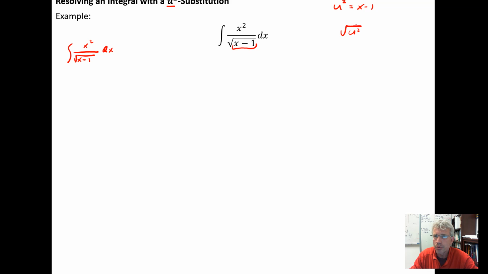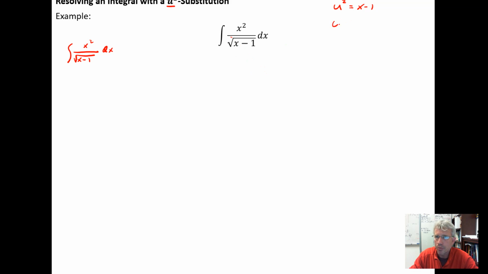Usually the square root of u squared equals the absolute value of u. In this case, I don't need to worry about the absolute value of u because I know that x minus 1, because it's under the radical sign, has to be non-negative. So if u squared equals a non-negative number, then the square root of a non-negative number is just going to be the square root of u. u's non-negative.